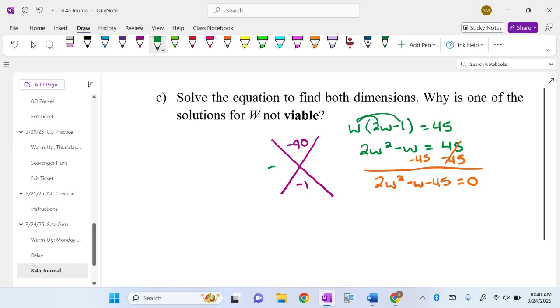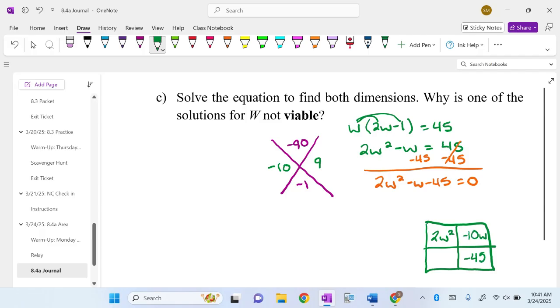9 and 10. Good. So 10 minus 9 obviously gives us 1. Which one has to be negative if we were shooting for negative 1? The 10. So negative 10 and positive 9 would add to give us negative 1 and multiply to give us negative 90. Now we're going to do a quick reverse box. What goes in the top left corner? 2W squared. What goes in the bottom right? Negative 45.